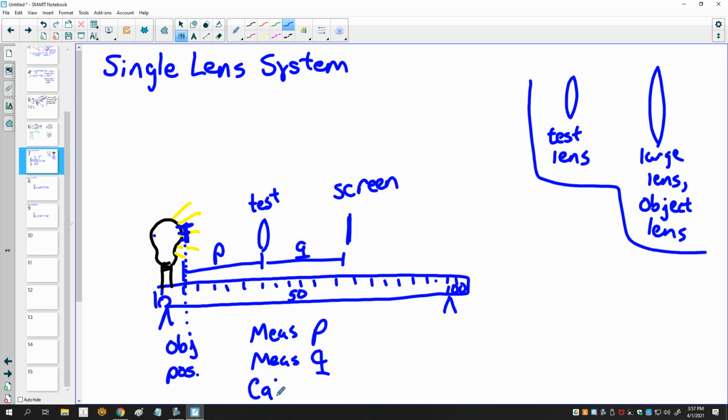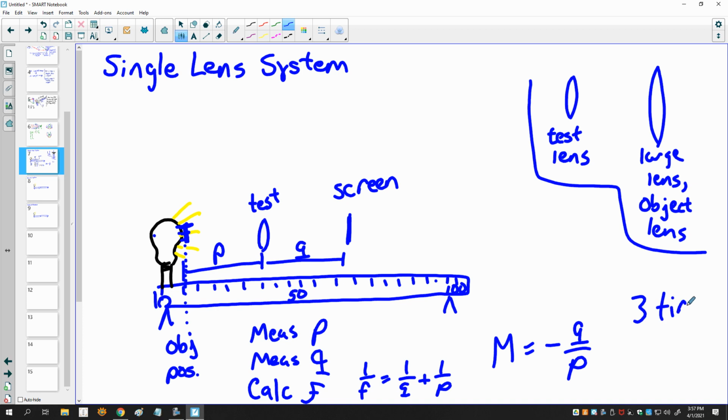And then you calculate F. Remember, 1 over F is equal to 1 over Q plus 1 over P. After you get that, you can also calculate your magnification, which is negative Q divided by P. Okay, so that is the first part for the single lens system. You are measuring or calculating F 3 times, and you calculate an average F.